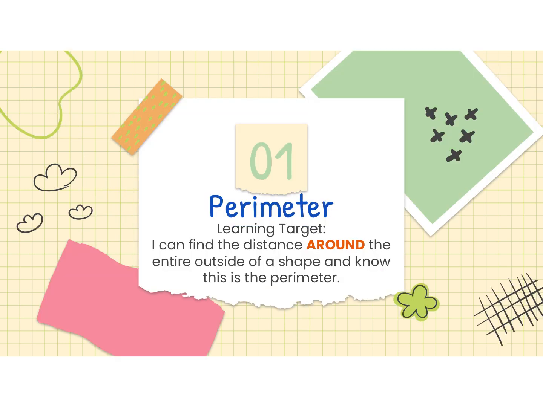So perimeter. A learning target would be that I could find the distance around the entire outside of a shape. And when you go all the way around the entire outside of a shape, you are finding the perimeter. So we're going to pause just for a second, and I would like you to make sure that you have this information in your classwork notebook. I'll probably go faster than you need, but this is a video. You can pause it, you can rewind it, you can do whatever is needed for you to make sure that you fill your knowledge bucket, okay?